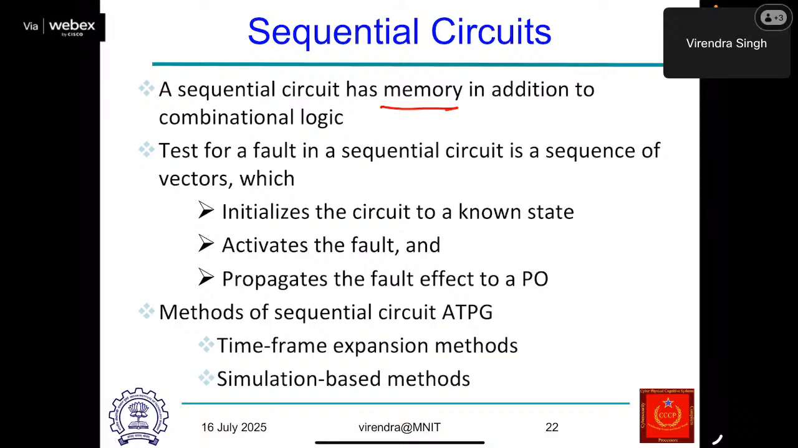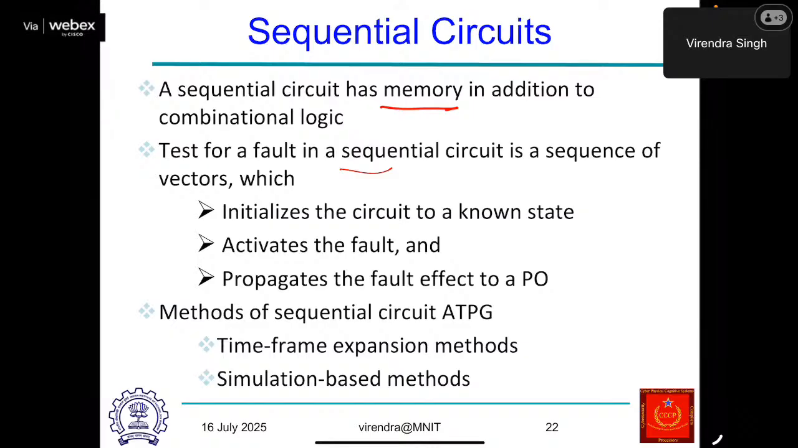A test for a fault in a sequential circuit is a sequence of vectors rather than a single vector, because the output is dependent on a sequence of inputs, and therefore the test will also be dependent on a sequence of inputs.